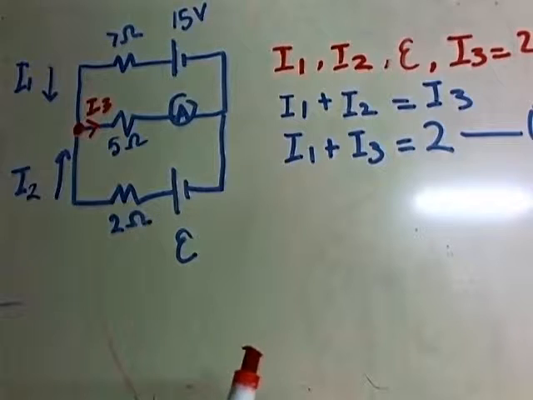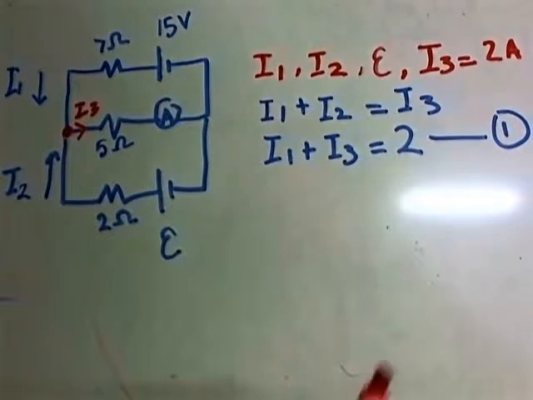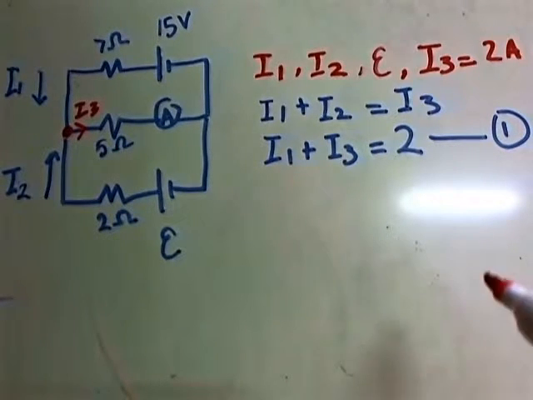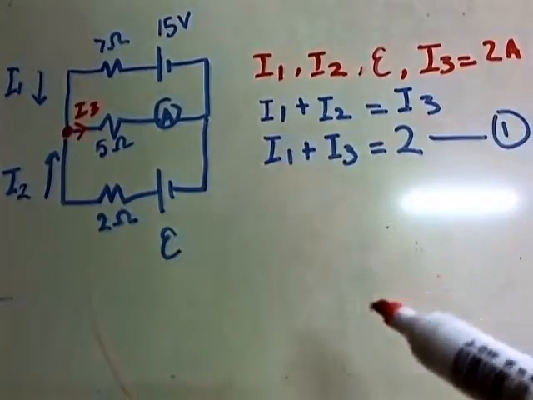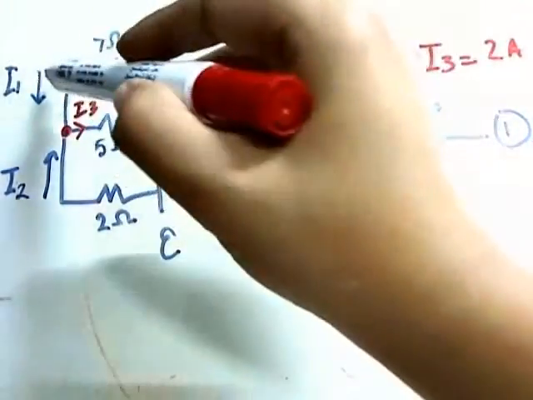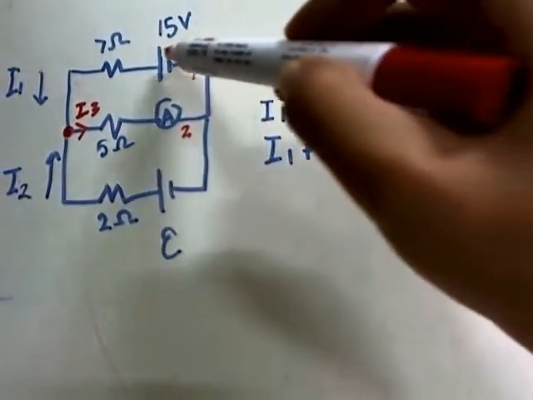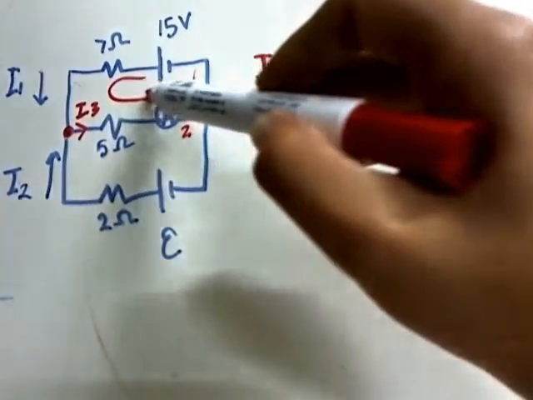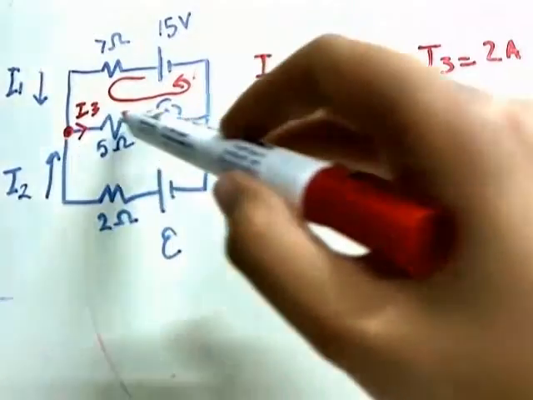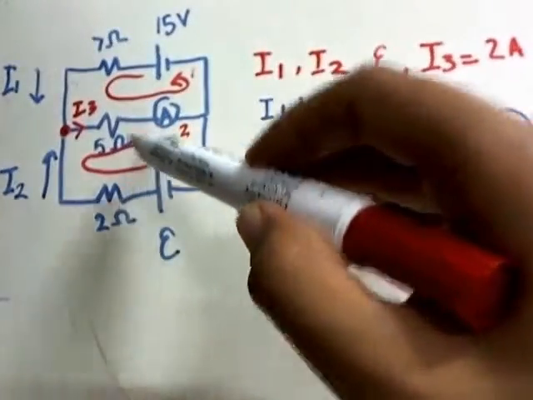Now, in order to write the other two equations, you need to determine the direction of the current in each loop. So here's loop 1 and here's loop 2. If you notice, current is going down here, and of course it will come up, so current is going like this. And for this loop, current is going in this direction. Okay?